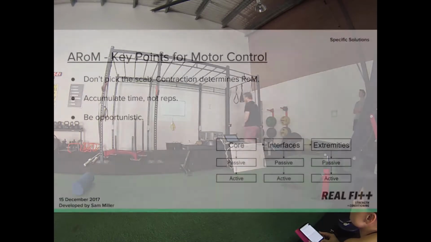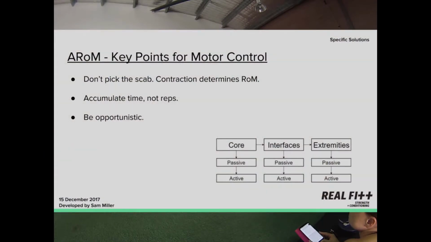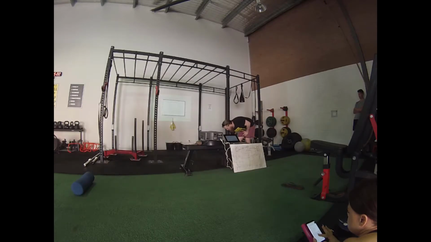Cool. Key points in fixing motor control. This is really interesting. We get to do some more practical stuff. 3 key points for addressing motor control issues. Don't pick the scap.